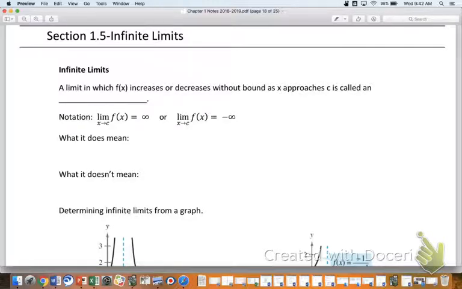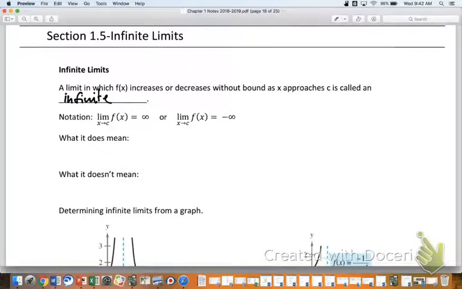So a limit in which f of x increases or decreases without bound as x gets really close to c is called an infinite limit. And so that's another way of saying that for these types of questions, the answer is either going to be infinity or negative infinity. And if you remember a couple days ago, we talked about how limits might not exist.